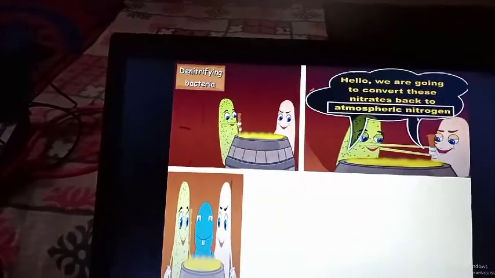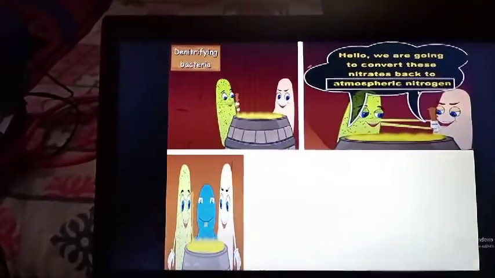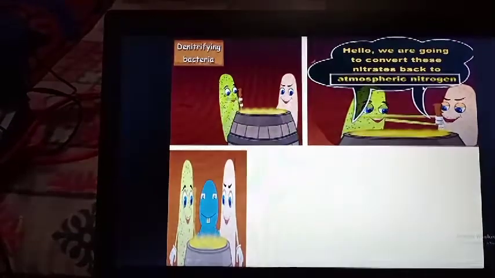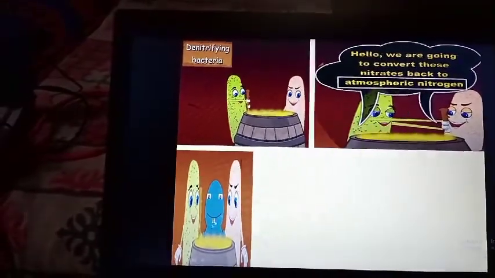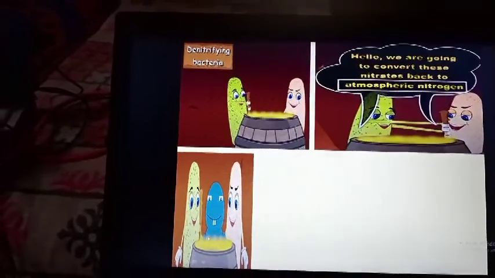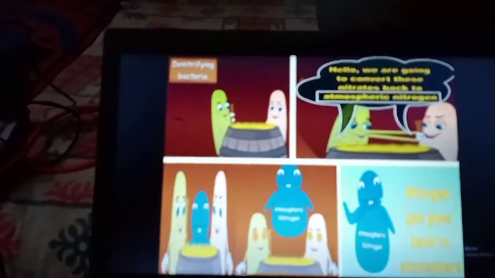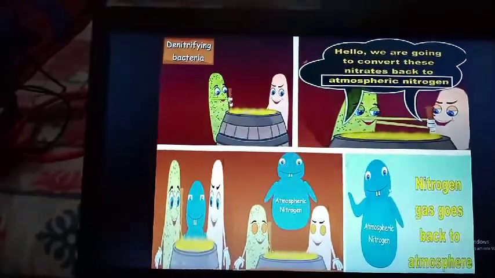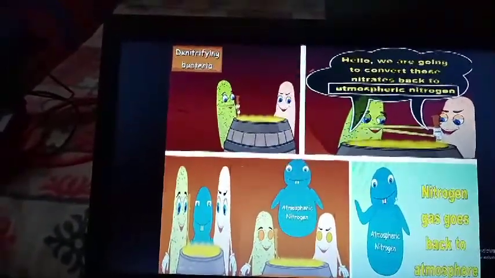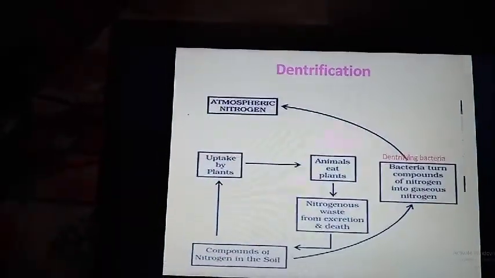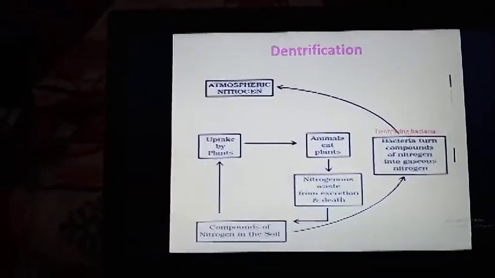So here the nitrogen gas is being released from nitrogenous waste. See, the nitrogen gas escapes from the nitrogenous waste because of the actions of denitrifying or decomposing bacteria. Thus, the nitrogen gas reaches back again into the atmosphere. So this is denitrification. Now we can see denitrification in diagrammatic form.